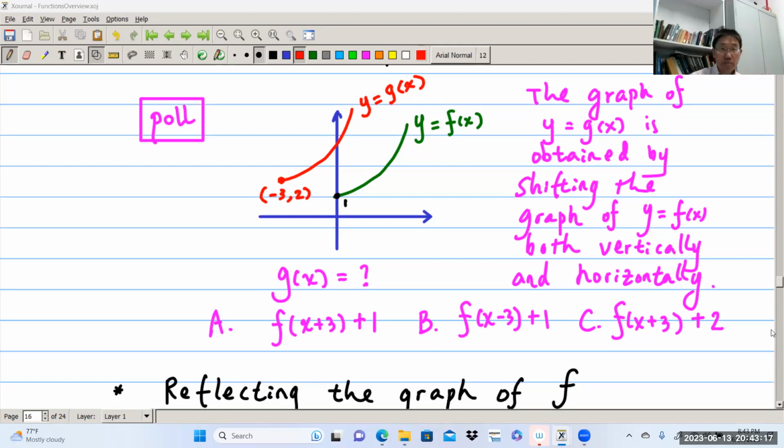This is the fourth poll question today. Oh, fourth quiz question today.